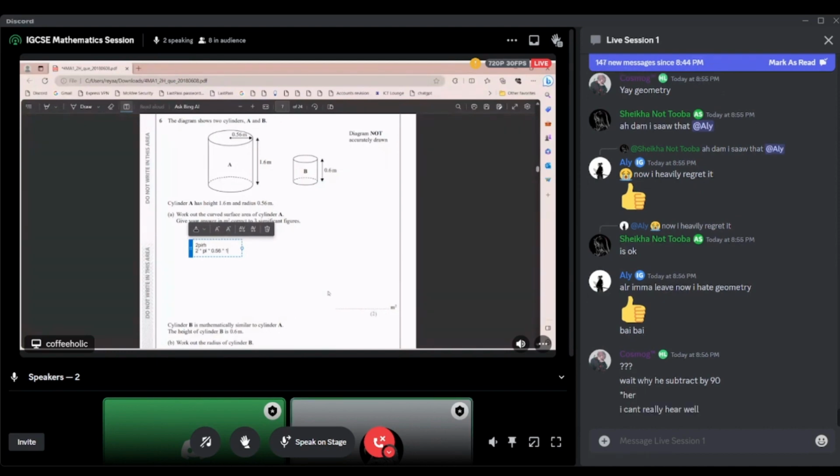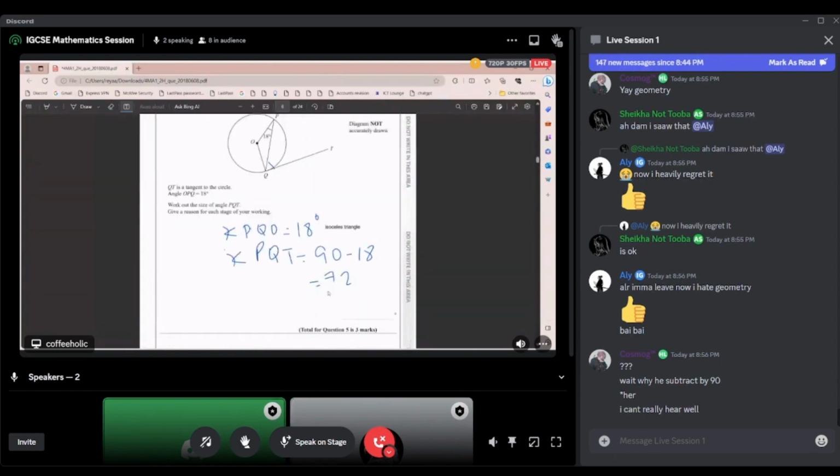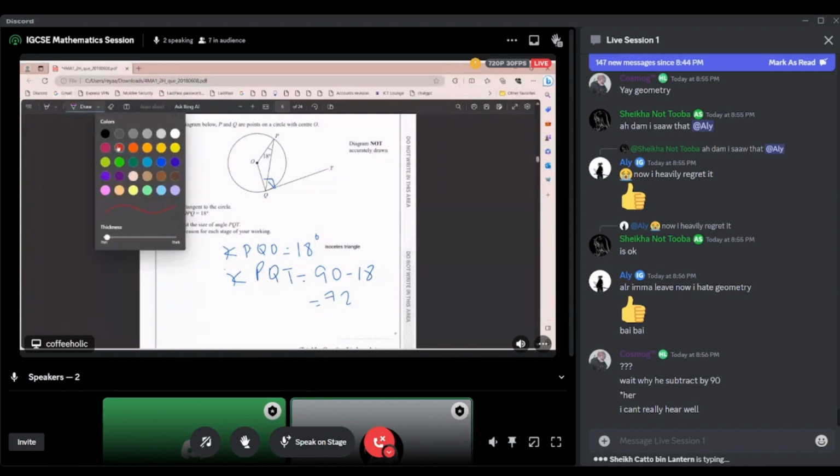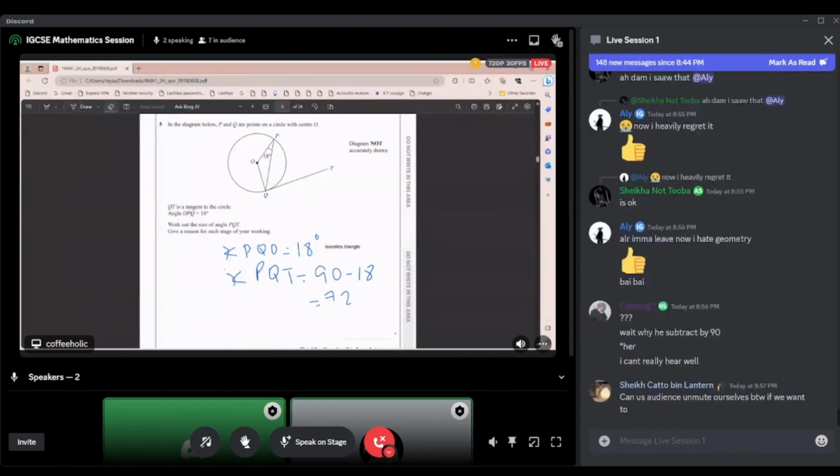Okay, one second. I think if you go back to the previous question, someone has a doubt. Oh, of course. Sorry, I'm not able to see that. Yeah. So basically, you subtract an angle from 90, because the angle created by the tangent meeting the radius at one point on the circumference is 90 degrees, always. That's the rule. And that's why you know that OQP is 18 degrees, because obviously the radius is the same length on each side.